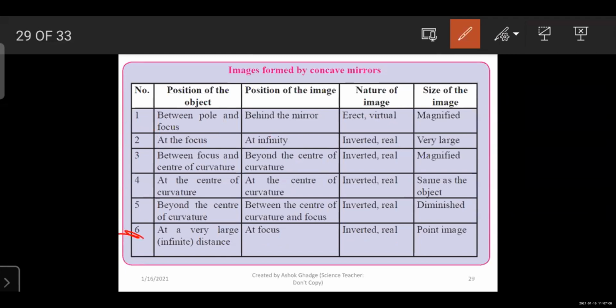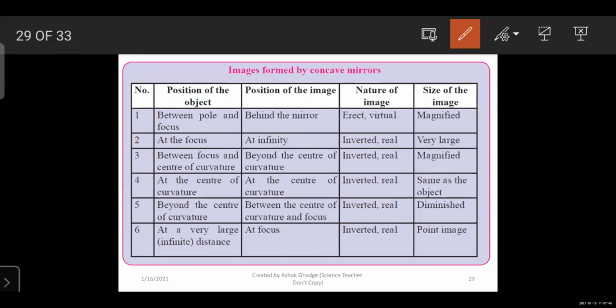Now in the first position, we got the image at the focus. The image was inverted and real, and it was a point image. Exactly the opposite condition was at the second point. If the object is at the focus, we got the image at infinity. It was real and inverted, but the size of the image was very large.